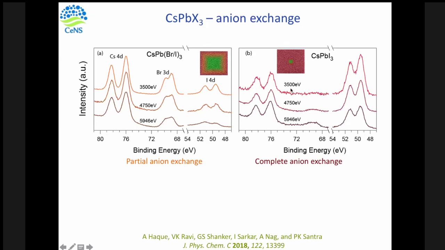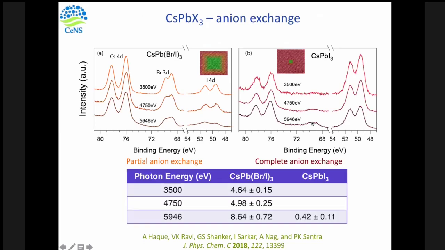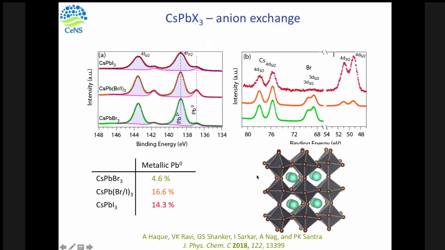But when we do the experiment at 3500 eV, we do not see any bromine. One would consider, by looking at the spectra, that it is very tough to say there is any bromine present. But here we find it is present. So after correcting for the photoemission cross section, these are the ratios we have found, and this is with respect to the lead. We find that metallic lead goes up in these cases.